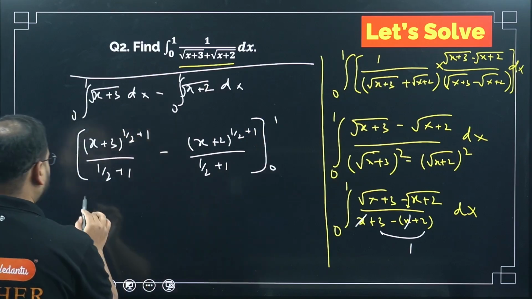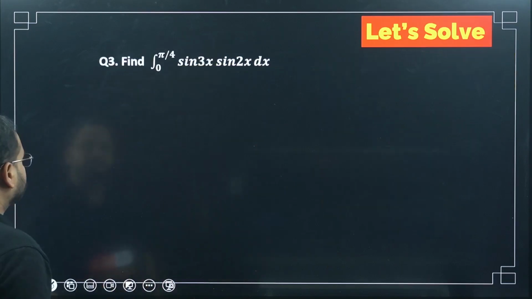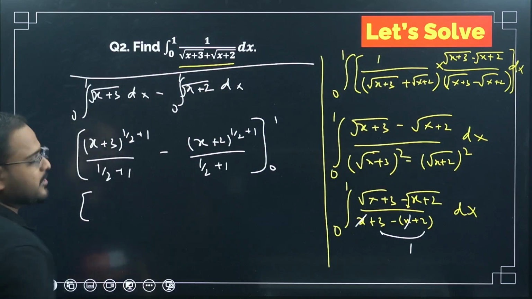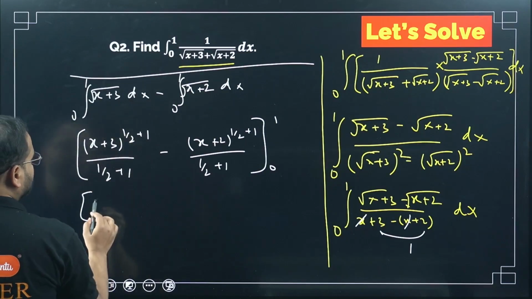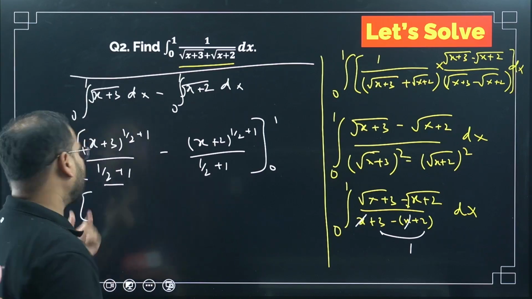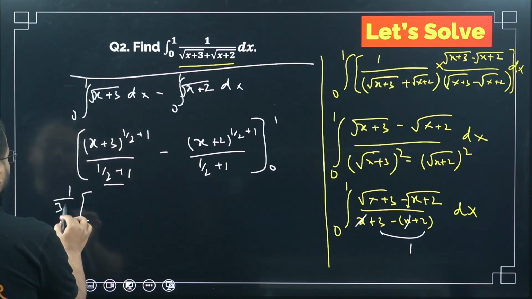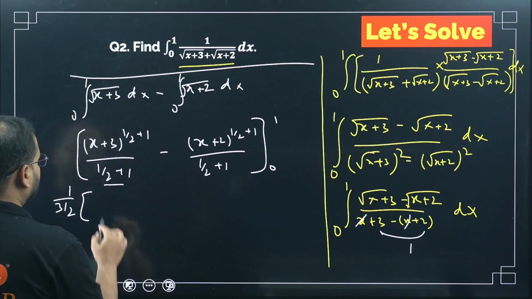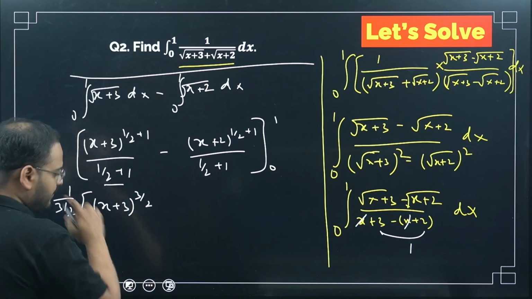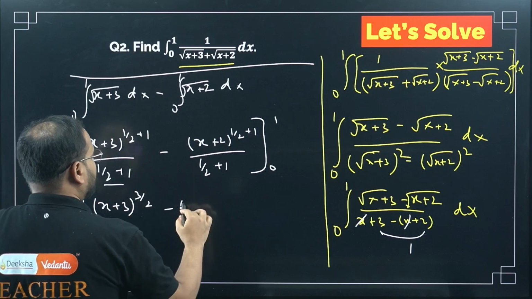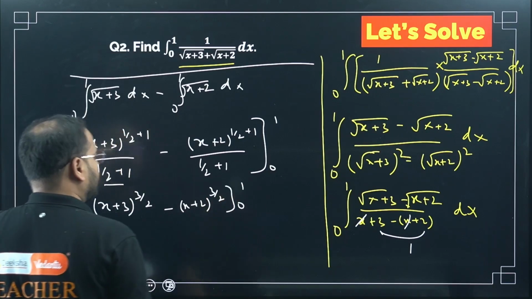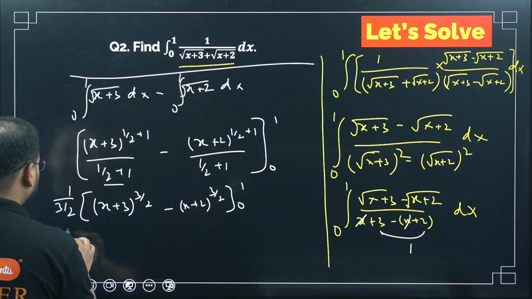Have a look. This will become what? 1/2 plus 1 will be how much? 3 by 2. So I'll get this as 2 by 3, and the same thing is here. Here also 3 by 2, here also 3 by 2. I can take it out: 1 upon 3 by 2. And what is this? (x+3) to the power 3 by 2. Here also, what is it? (x+2) with the power of 3 by 2, from 0 to 1. Constant I can take it out. This will become simply 2 by 3.